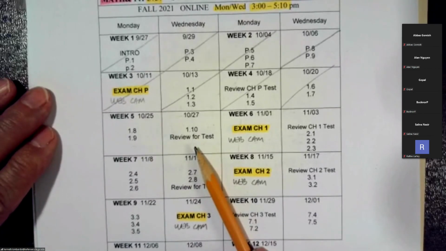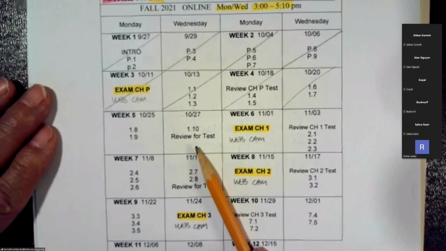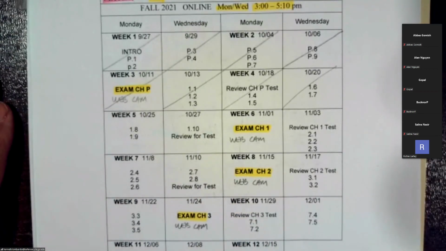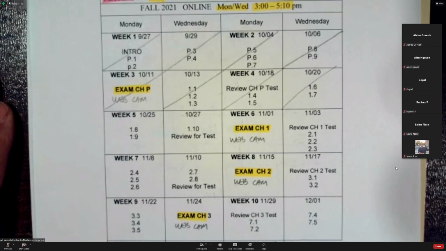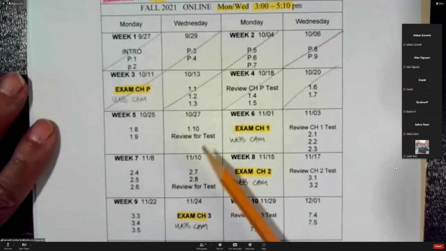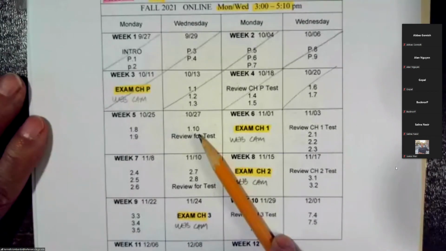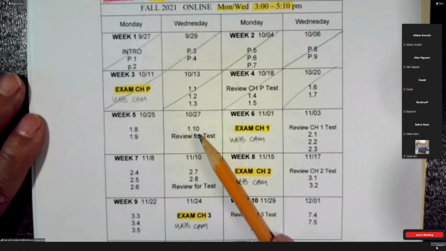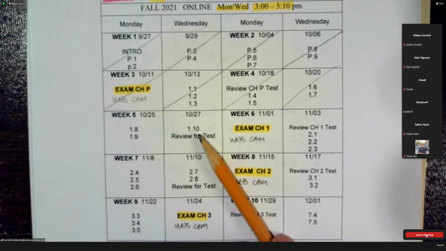Other questions? Sorry, maybe I wasn't clear, but today we did 1.8, 1.9, and 1.10. No, we didn't do 1.10 today yet. Okay. We'll do 1.10 tomorrow. Well, I guess I shouldn't say tomorrow. I guess I should say Wednesday, the 27th.